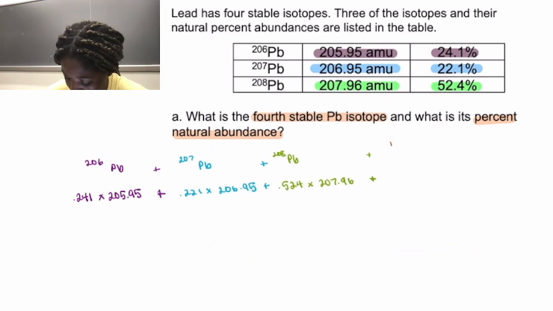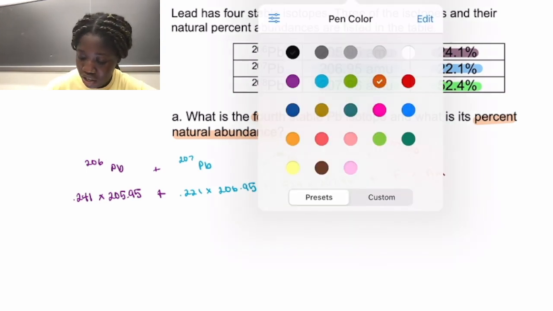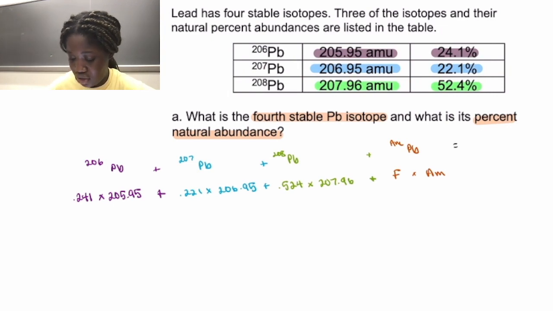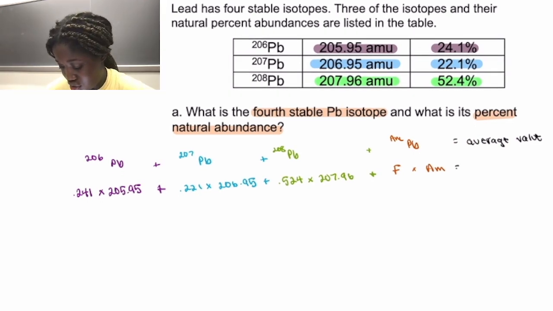So we'll have Am for some atomic mass that it's going to be of lead. So you'll multiply it by its fraction, represented with an F, multiply by its atomic mass. And when you add all these components together, you will get the average value. And the average value in this situation is the average atomic mass of lead. You can get this from a periodic table, and it is 207.20.